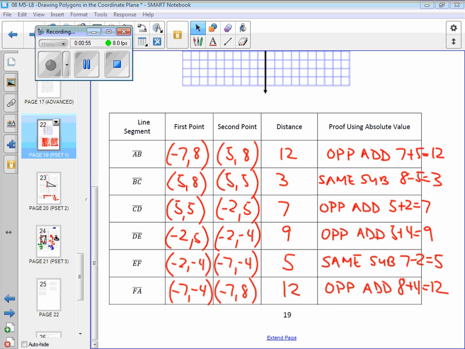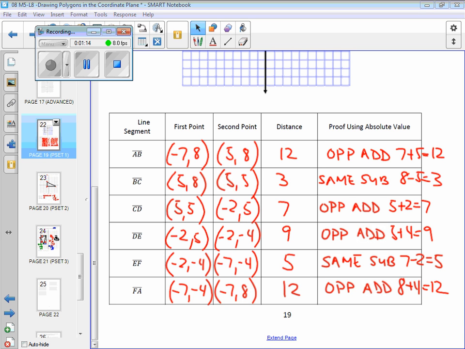Be able to look and analyze your own mistakes. If you got something wrong, look back at your plot points, because that could be the first culprit. That could be the first thing that's going to cause everything else. If these points are wrong, then the distance is not going to be right, and certainly the proving by absolute value is not going to be right.